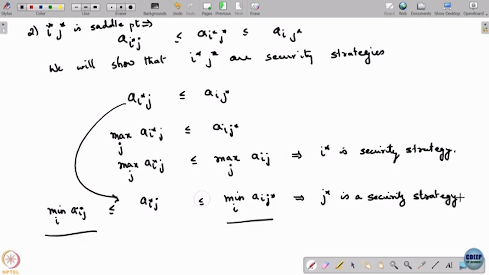In other words, once the V upper bar and V lower bar are equal, there is no difference between saddle points and security strategies. Conversely, if a saddle point exists, then automatically you will get for free that the V upper bar and V lower bar are equal, because the saddle point has to comprise of security strategies. Okay. So, if there is a saddle point, it comprises of security strategies, and the saddle point value is actually equal to V upper bar and V lower bar.